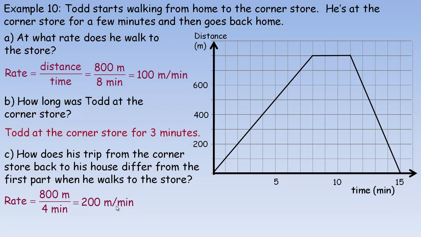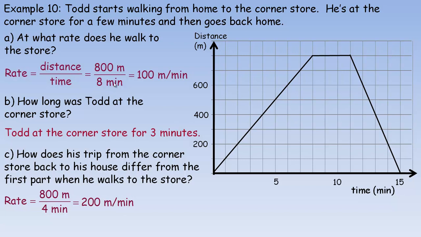Now, we don't usually talk about speeds in terms of meters per minute. It's often kilometers per hour, something like that. So, well, how fast exactly are these? One thing you can see is that 200 is double the 100, so here he's actually moving twice as fast as he is here.